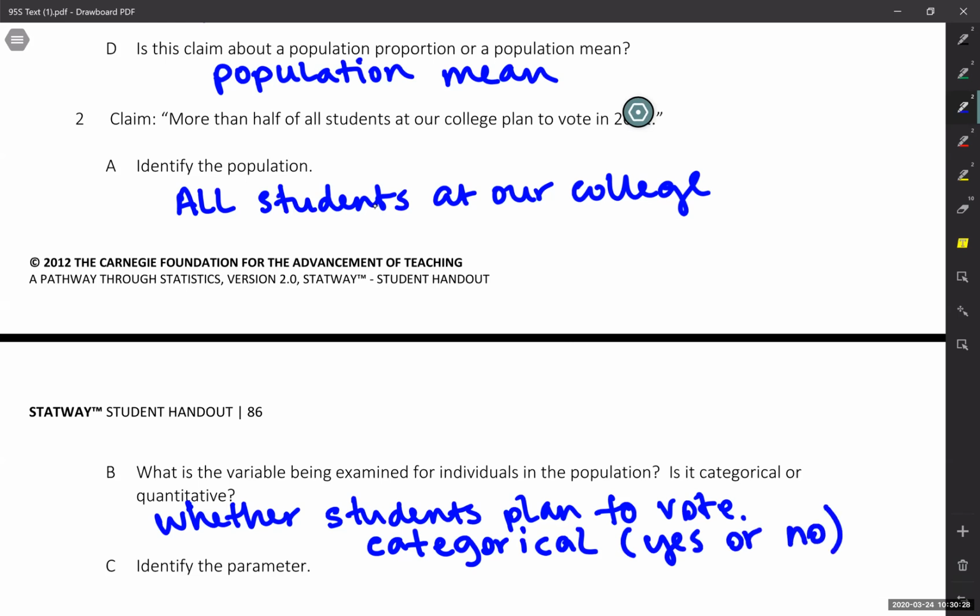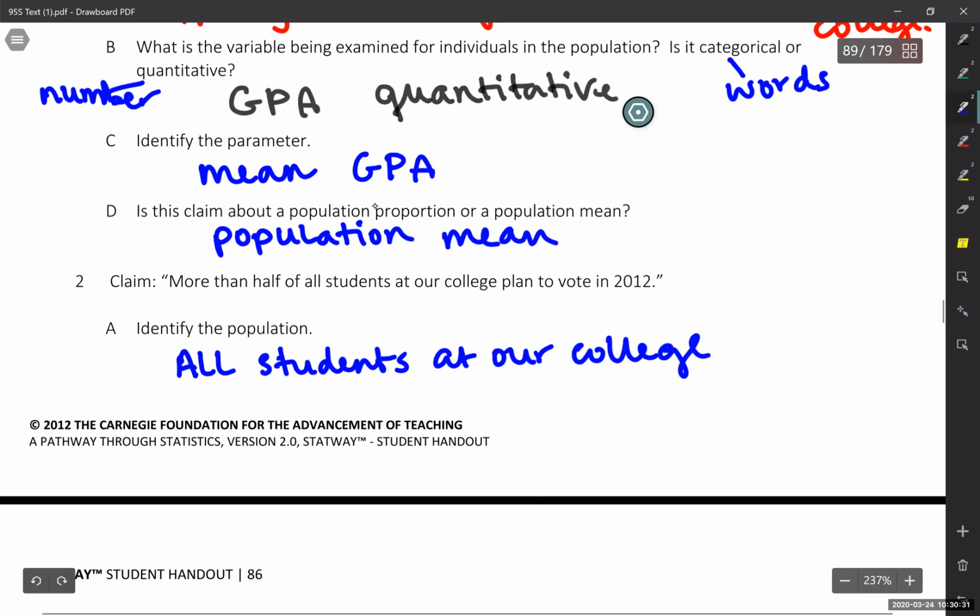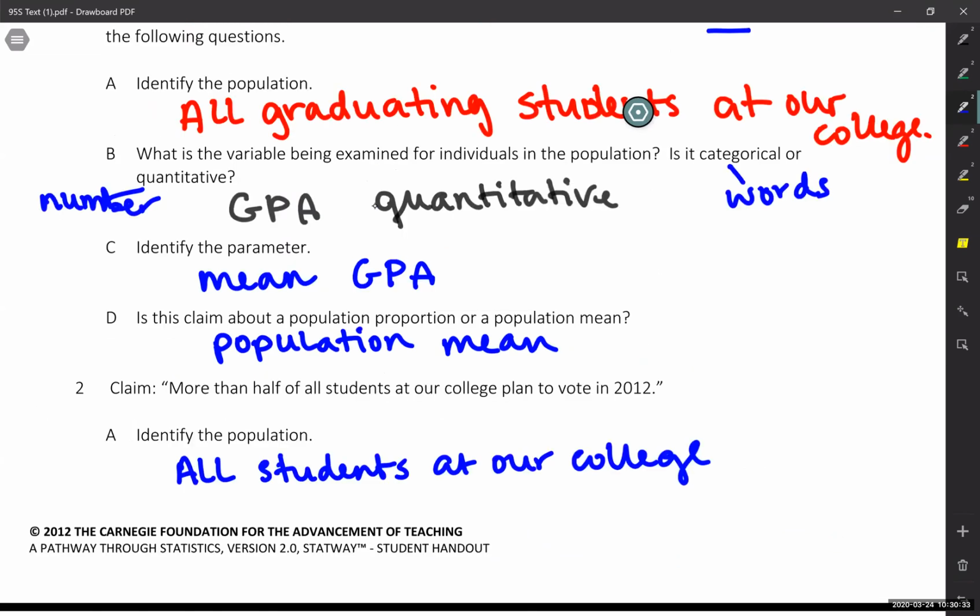So again, up here we said GPA, but if someone said, what is your GPA? You would not answer GPA. You would answer the number that is your GPA. So that is why that previous problem was quantitative, whereas this problem is categorical.